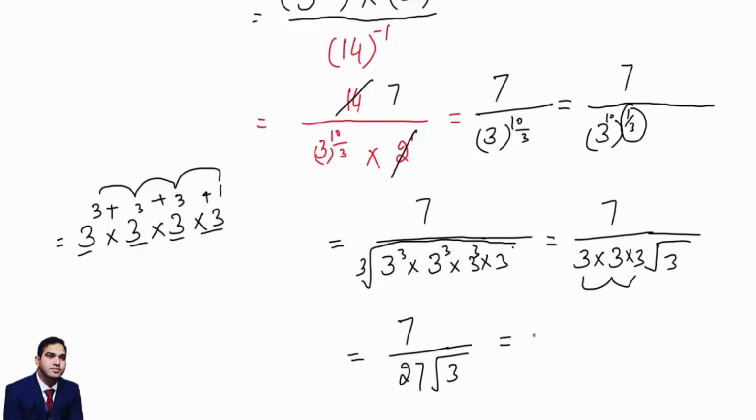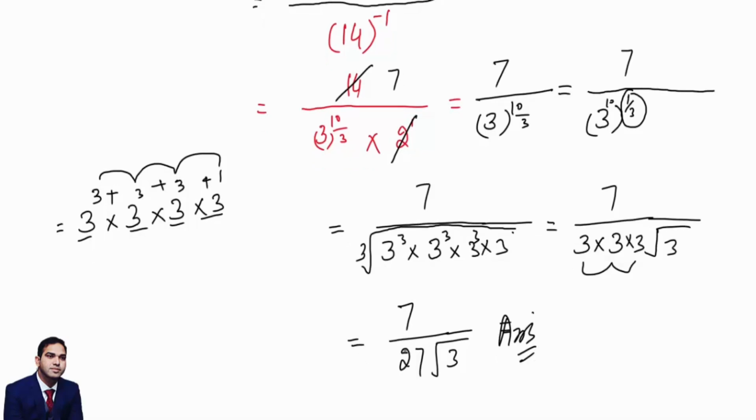Now we cannot take any further action over here. 7 over 27 and multiply the third root of 3 under the root. So this is the answer to the question. Very simple.